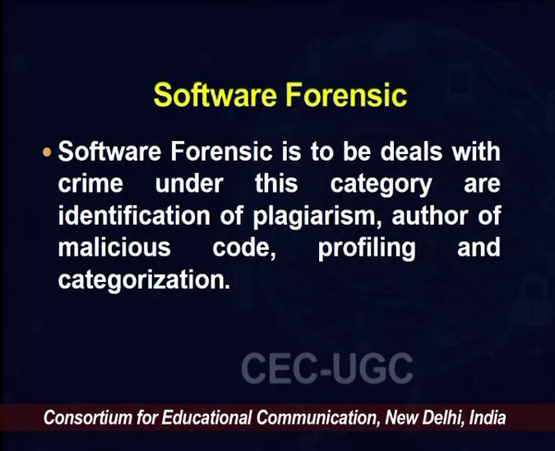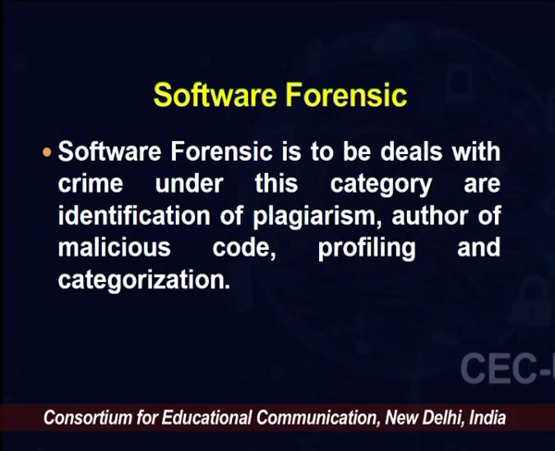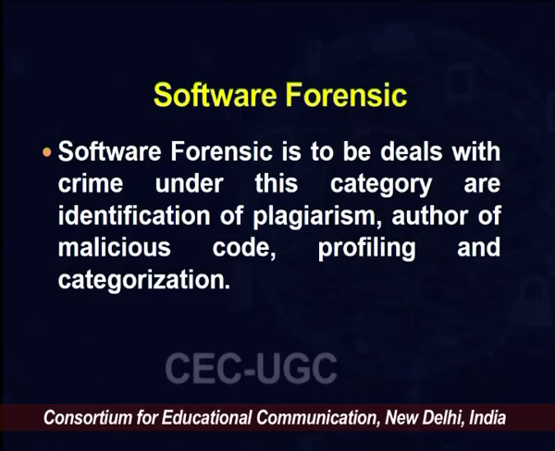So, the technique to categorize the source of a suspect code is selection of a suitable body of code and its features for judgment. For example, if someone is mailing you an email which is suspicious, which is spam or any e-document, and you open that, software is installed in your computer by that single click, and that software can totally infect all the data present in your device. So, when we say software forensic, it deals with crime under this category. For example, the identification of plagiarism, author of malicious code, that means the person who has written the code for that particular spam email, the profiling and the categorization.